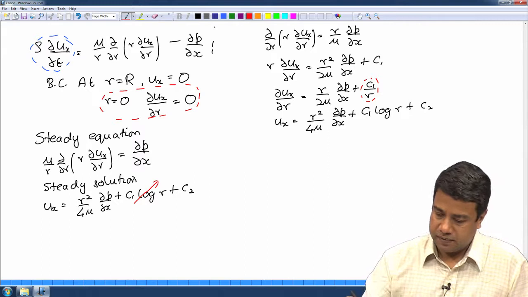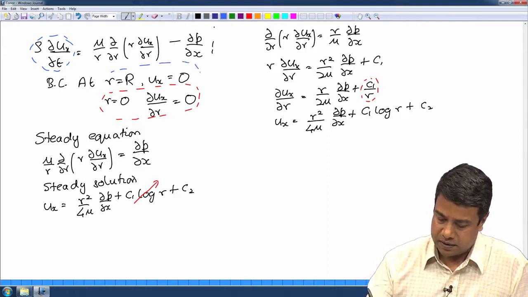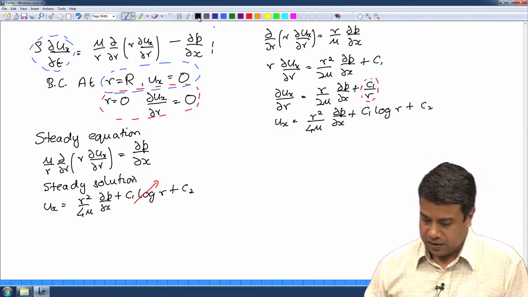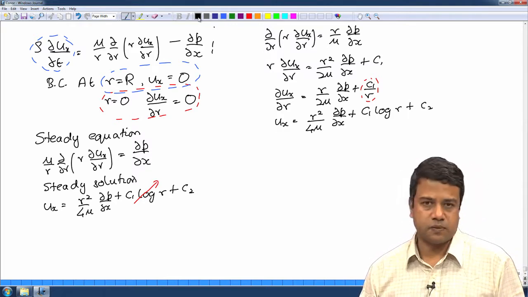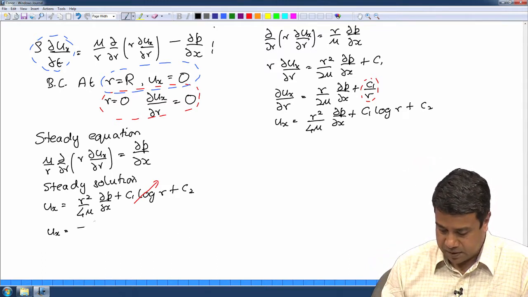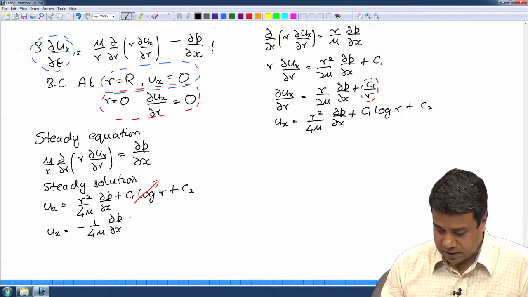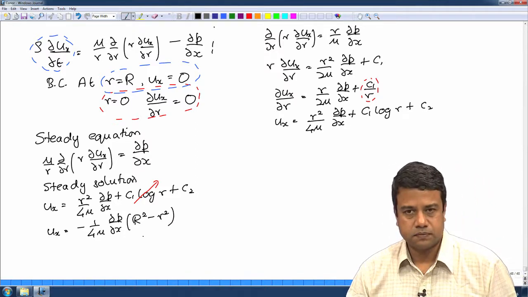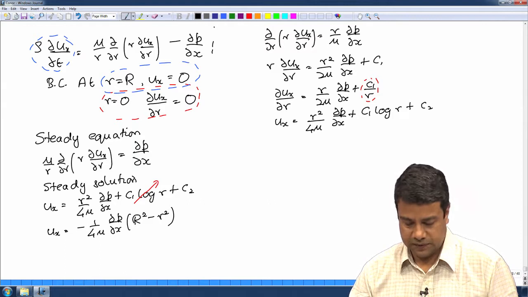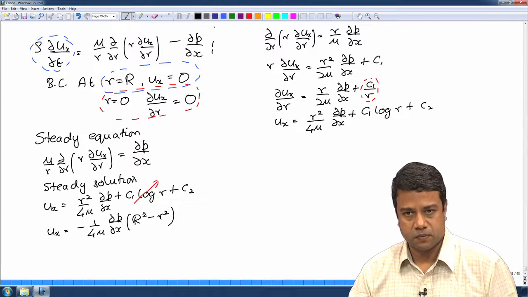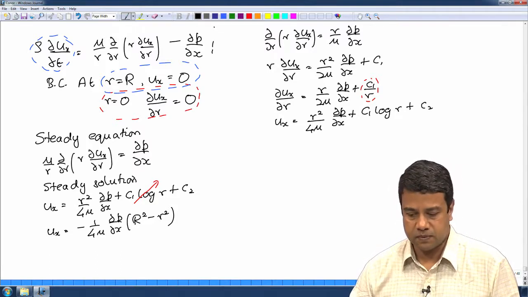C2 can be determined from the other boundary condition. At r equal to capital R, the velocity is equal to 0. And the velocity profile that satisfies both of these conditions is ux equal to minus 1 by 4 mu partial p by partial x into (r square minus R square). So, that is the velocity profile which satisfies both the boundary conditions and the momentum balance.